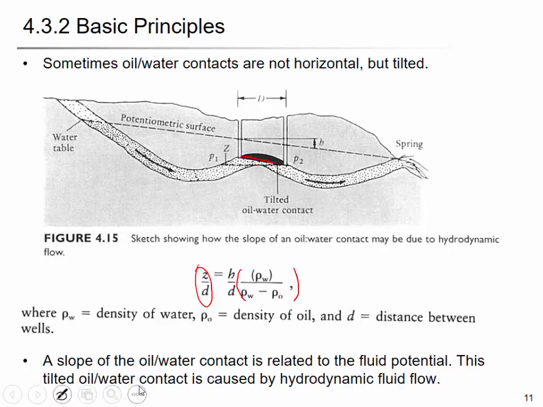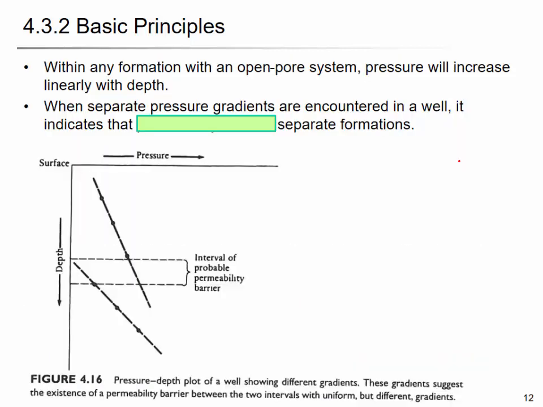And this tilted oil-water contact is caused by the hydrodynamic fluid flow, because you have water flowing in and going in this direction. If it's static, then the contact should be horizontal. Because it's not static, you have a tilted angle. Can we move on? Okay.